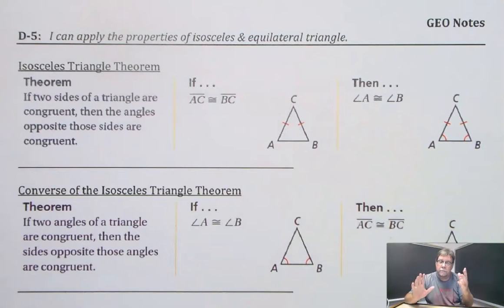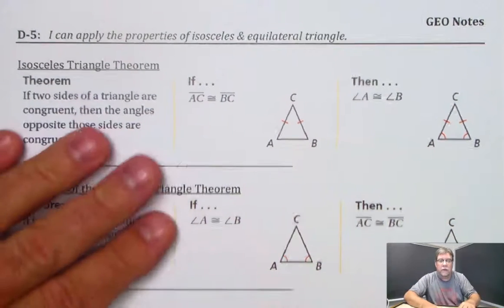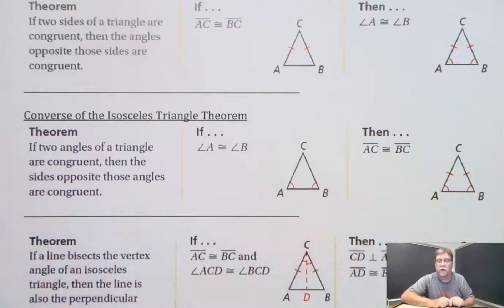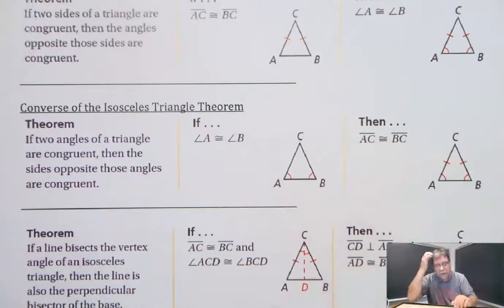So that's going to open us up to some more problems that we'll be able to solve because of that. We also have the converse of that. So if the base angles are congruent, then we can automatically say that the sides are congruent. So that's basically the converse.